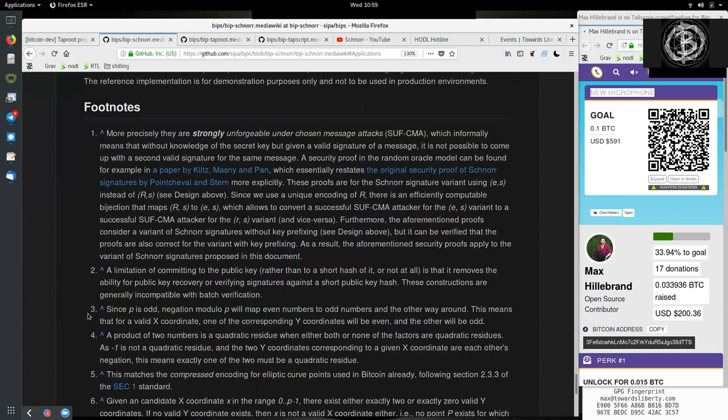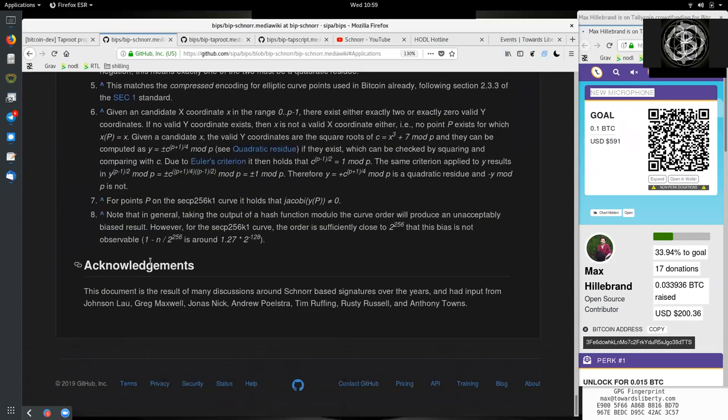So Piers, this was the Schnorr BIP in all its glories. So let's go through the acknowledgements. This document is a result of many discussions around the Schnorr-based signatures over the years and had inputs from Jonas Lau, Gregory Maxwell, Jonas Nick, Andrew Poelstra, Tim Ruffing, Rusty Russell, and Anthony Towns.